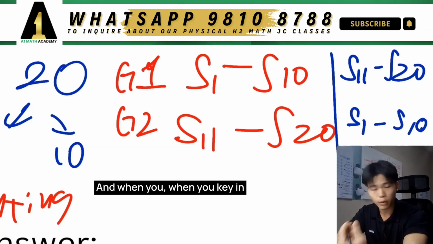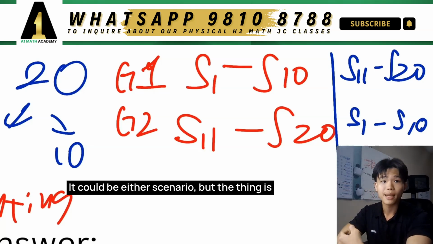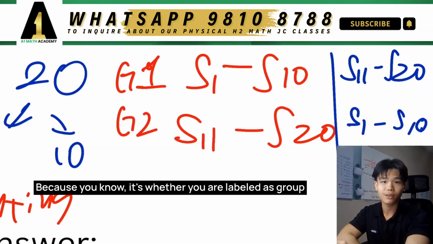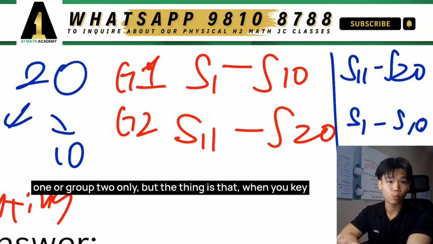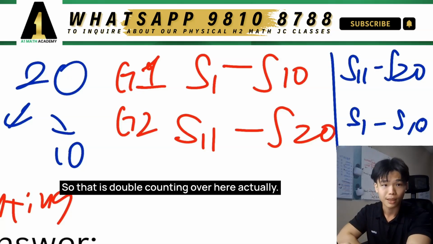And when you key into your calculator 20 choose 10, it could be either scenario. But the thing is that these two are exactly the same, because it's whether you are labeled as group 1 or group 2 only. But when you key 20 choose 10, it takes into account these two possibilities. So there is double counting over here actually.